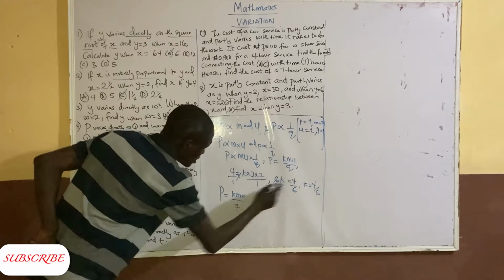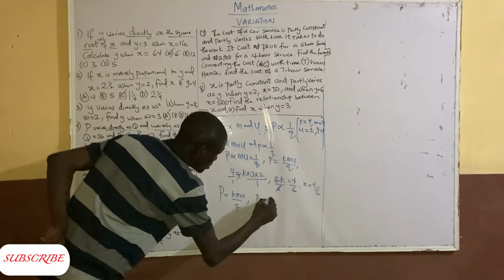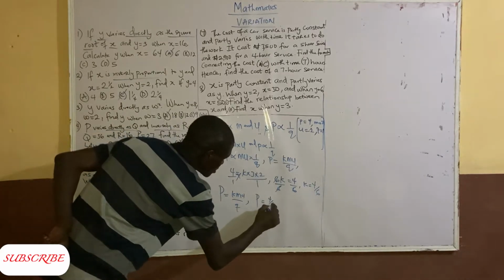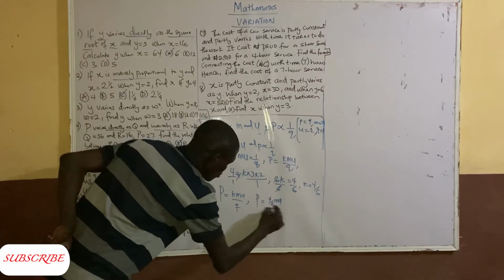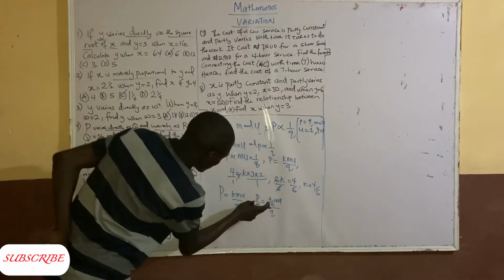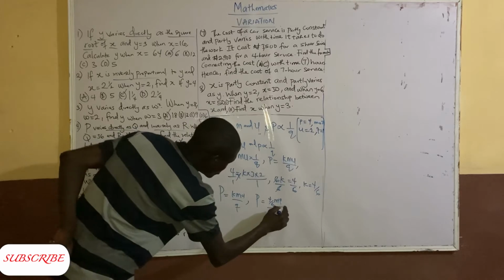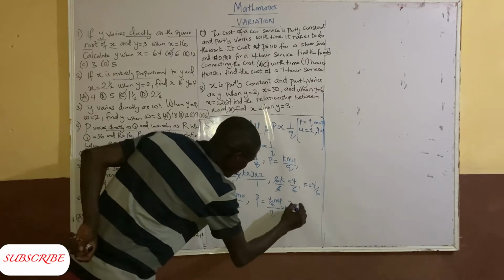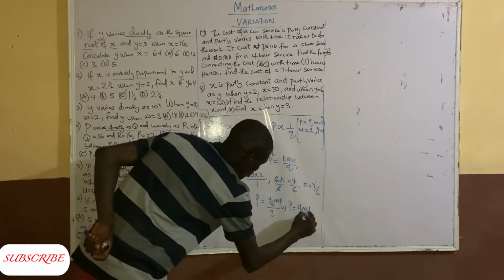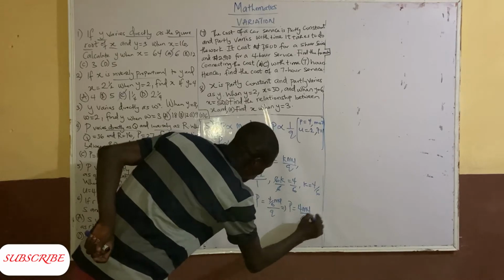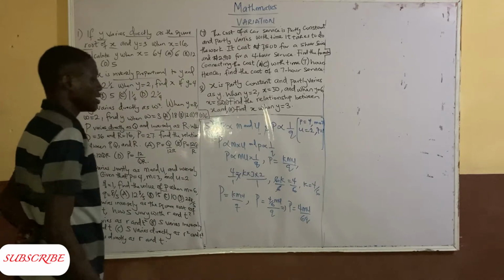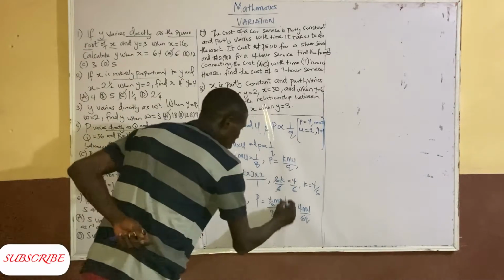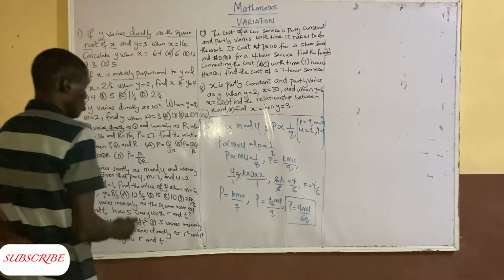So from the relationship, P equal to KMU over Q. When you put 4 over 6 into this, P will become 4 over 6 MU over Q. And because this is a fraction, the 6 will come down. So finally, P here will be 4MU over 6Q. That is the relationship here. Then we can calculate the question given to us.